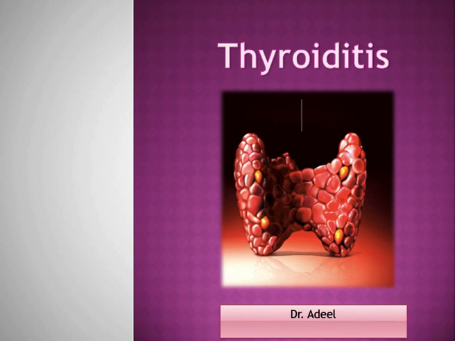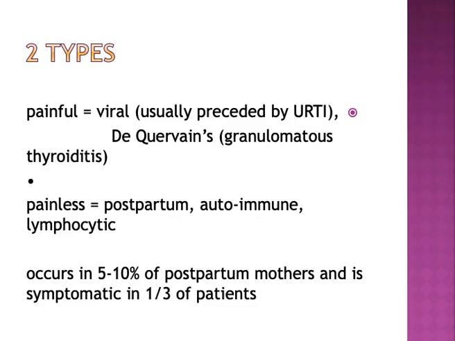So now, what is thyroiditis? By definition, it's very easy. It's inflammation of the thyroid, and there are different types of thyroiditis. It can be caused by different conditions. For example, it can be simply divided into two main categories. One is called painful, and one is painless thyroiditis. I'm going to show you here.